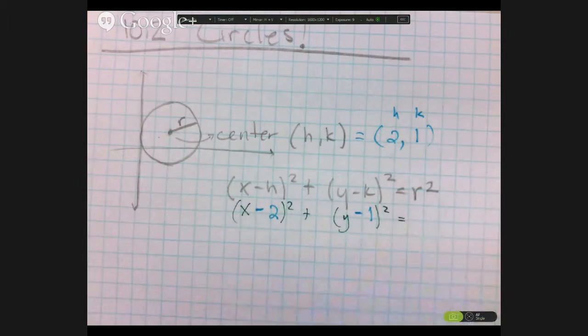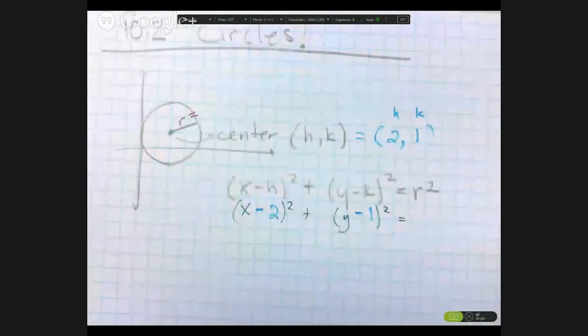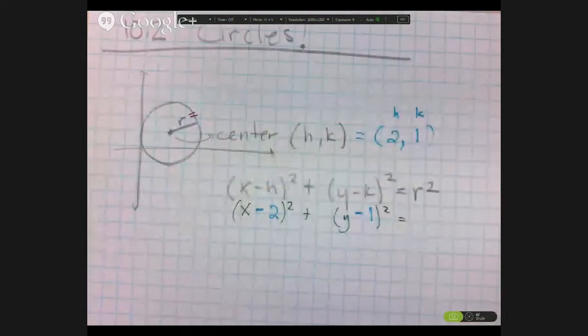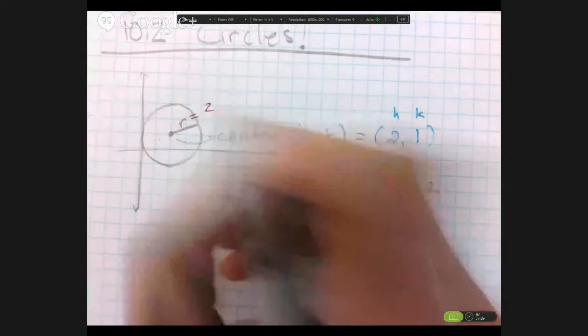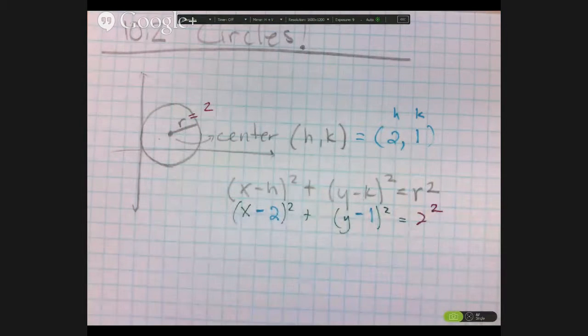And then what's the radius? Think vertically, horizontally here. We can count spaces. There you go. There's your equation. So it locates the circle and it tells us how big it is. That's the idea, right?